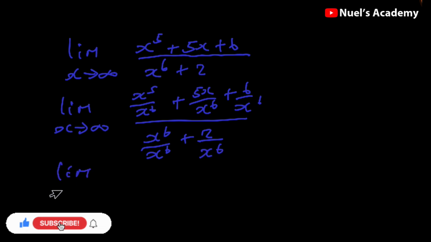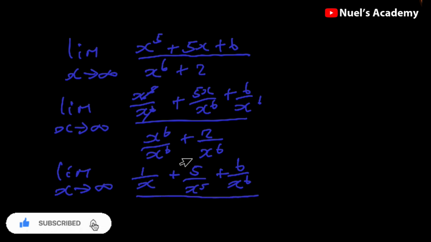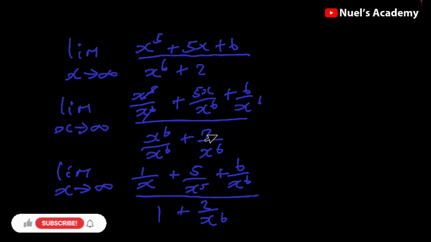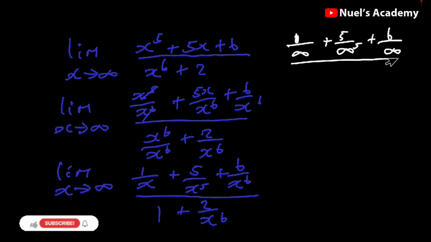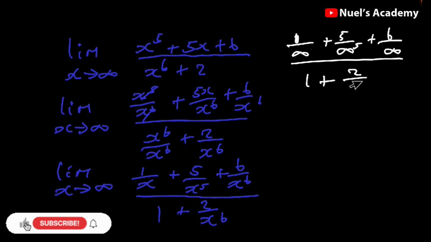So we have limit as x approaches infinity. This and this will be reduced to 1 over x, then plus this over this will be 5 over x raised to the power 5, plus we have 6 over x raised to the power 6, then over this and this will be 1, then plus 2 over x raised to the power 6. So let's go ahead and plug in the limit values. So we have 1 over infinity plus 5 over infinity raised to the power 5, which is the same as infinity, over 6 over infinity, then over 1 plus 2 over infinity.